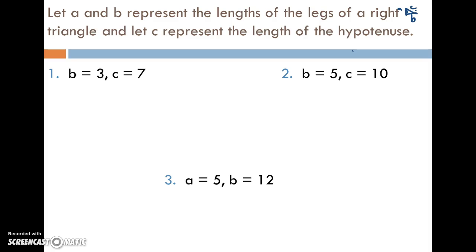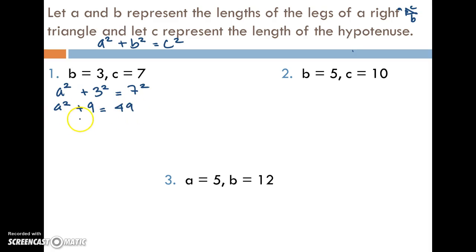So for this one, we're looking for a. Well, we know the Pythagorean theorem says a squared plus b squared is equal to c squared. We don't know what a is, so I'm just going to leave it as a squared, plus, instead of b squared, b is given as 3, so 3 squared, equals c squared, 7 squared. Now let's simplify and solve. 3 squared is 9, equals 7 squared, which is 49.